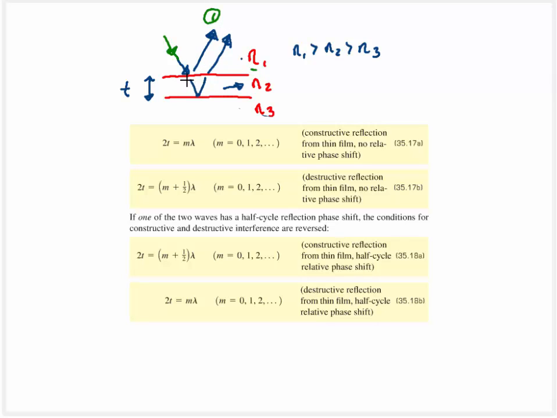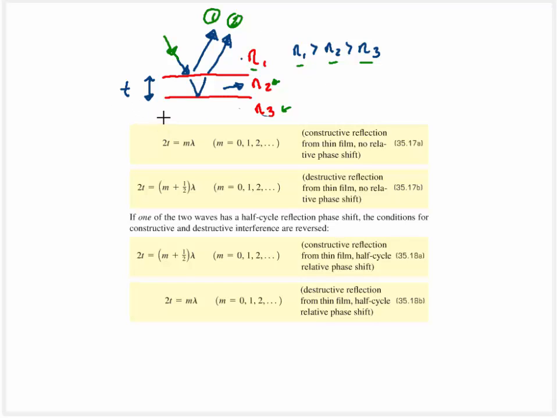And then we're going to have ray 2, which is going to bend down into material 2 with index of refraction 2. It's on top of index of refraction 3. It's going to kind of bounce back right here. If N1 is larger than N2, which is larger than N3, then I'm going to get no phase shift between ray 1 and ray 2.